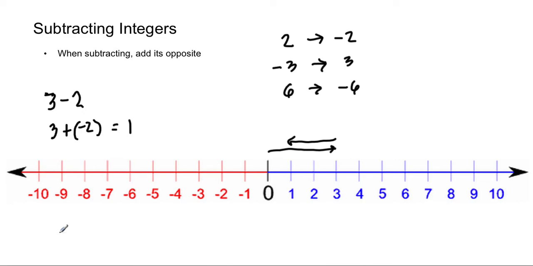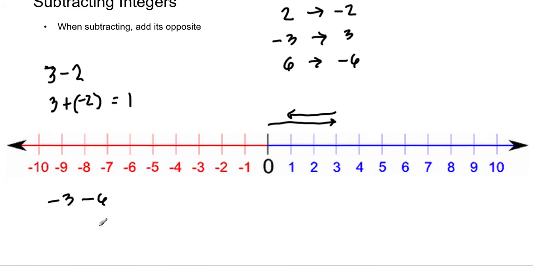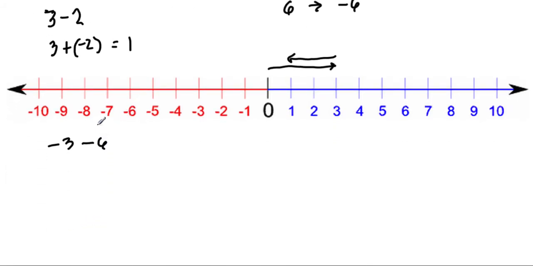Let's take a look at another example. Let's say I have negative 3 minus 6. So let's follow that rule. When you're subtracting, add its opposite. So you're basically just changing the next number after the first one, not the first integer. So when you have negative 3 minus 6, you're adding the opposite of 6, which is negative 6. So you have negative 3 plus negative 6.